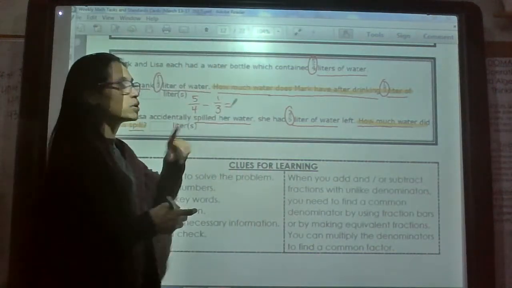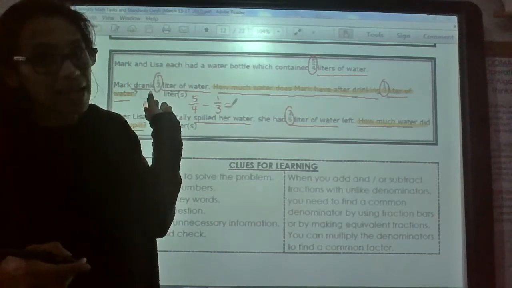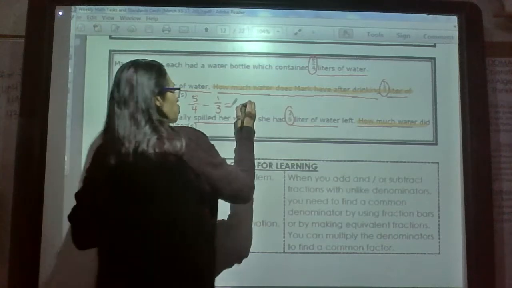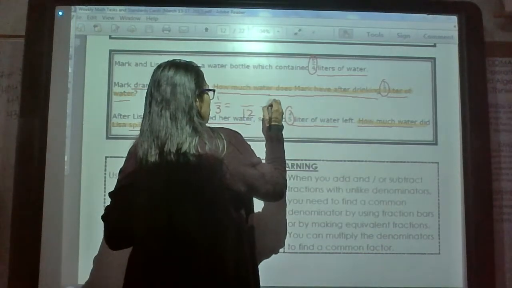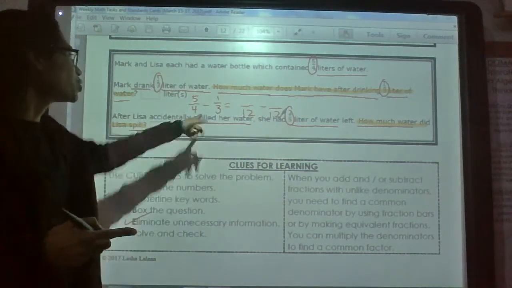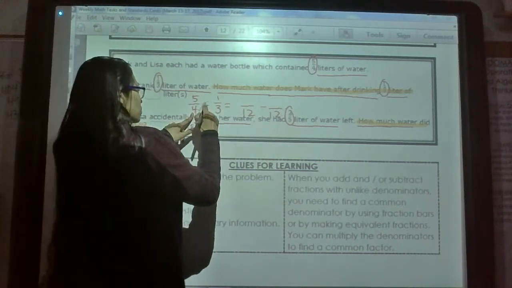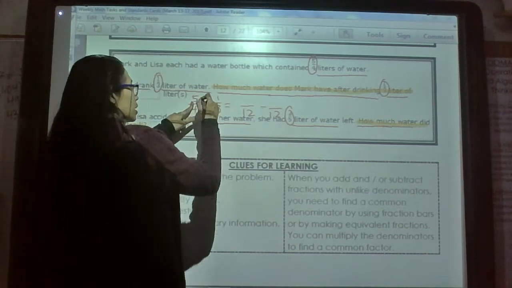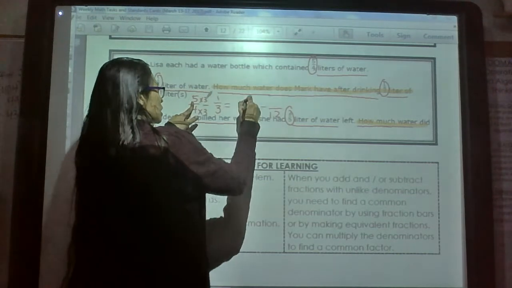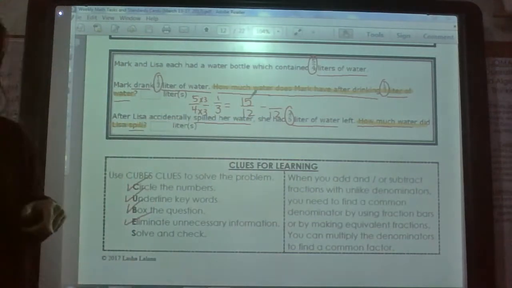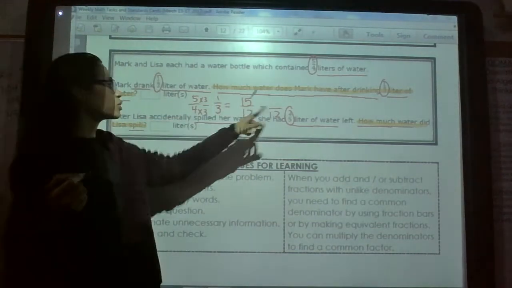So we need a common denominator. What can we do? We could just do 4 times 3, which is 12. So let's use 12, and that's a minus 12. How does 4 become 12? What do we multiply 4 by? 4 times 3 is 12, so I need to multiply the numerator by the same thing. 5 times 3 equals 15. And see, look, improper fraction, just like that.